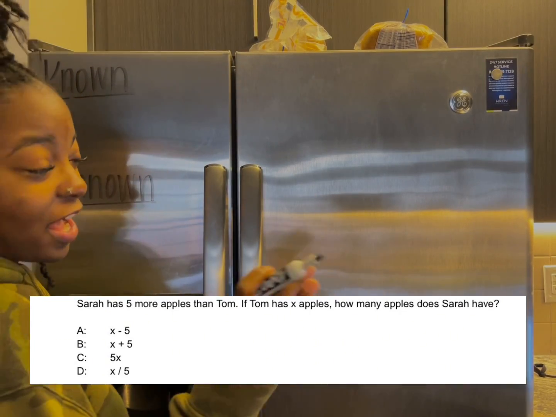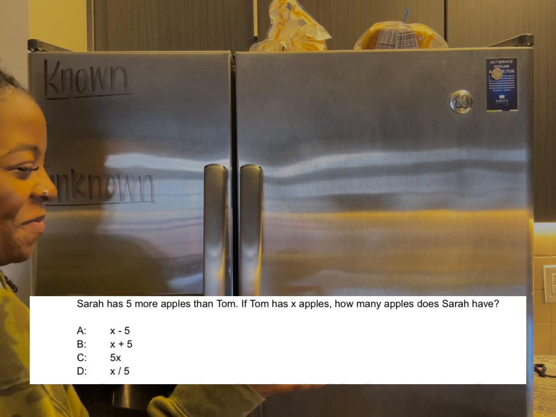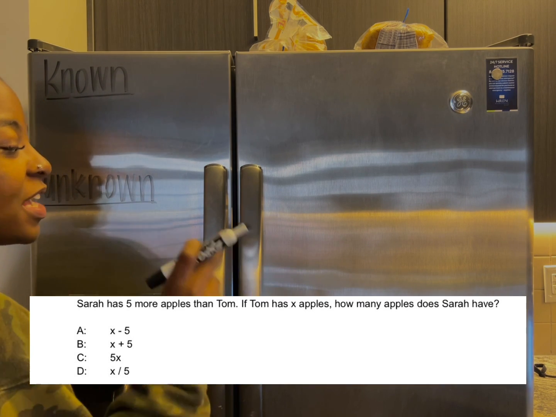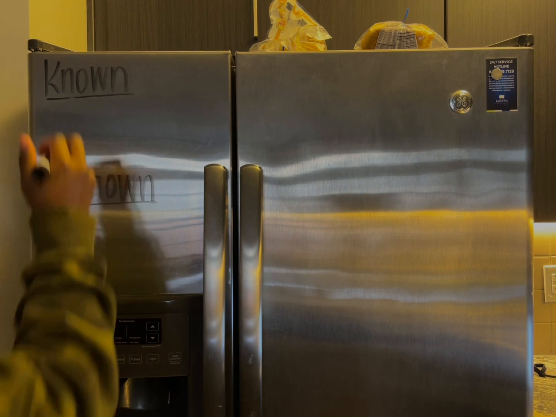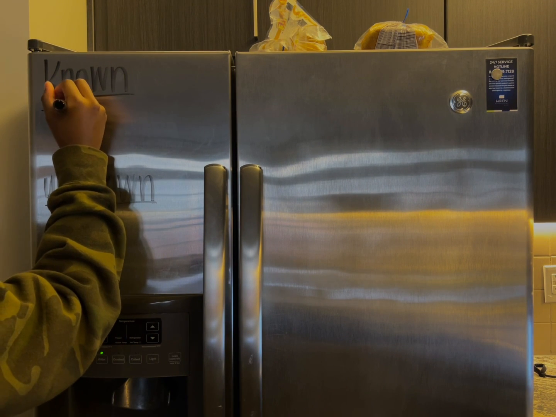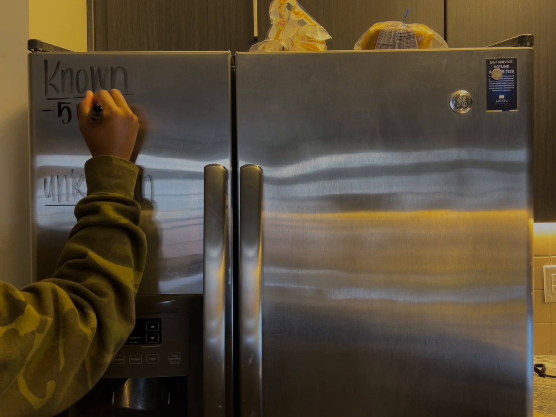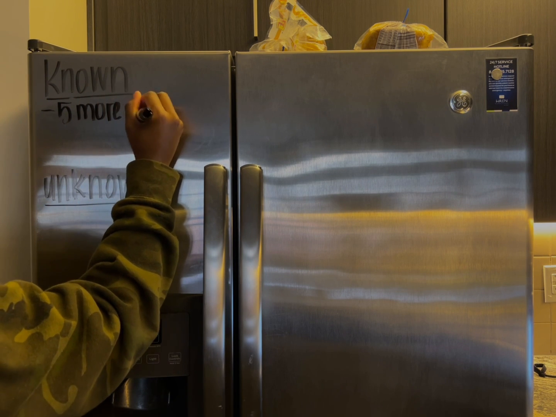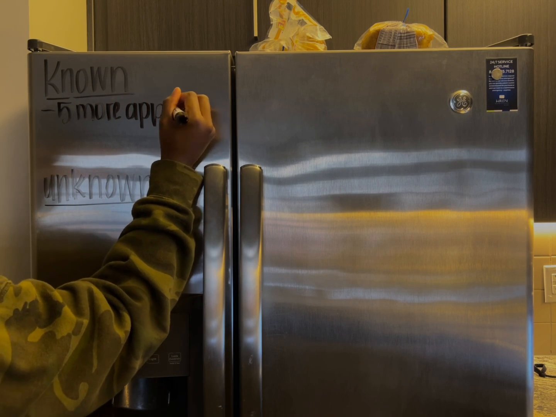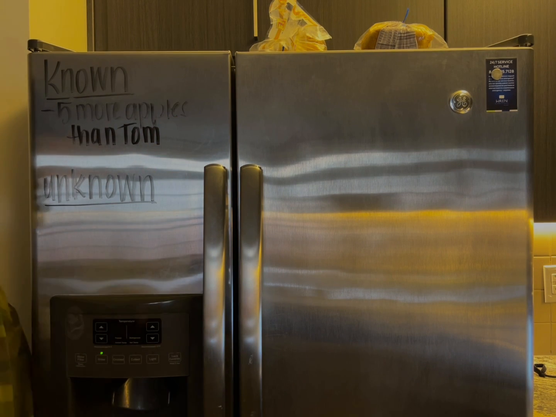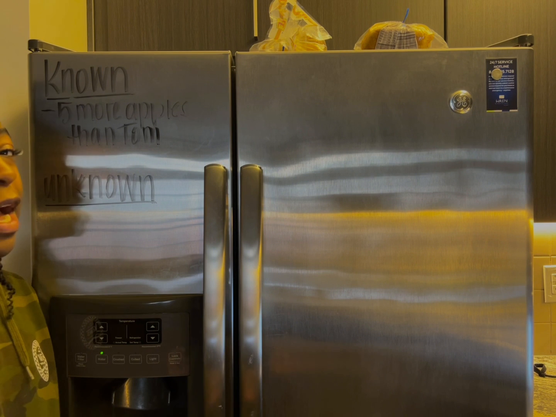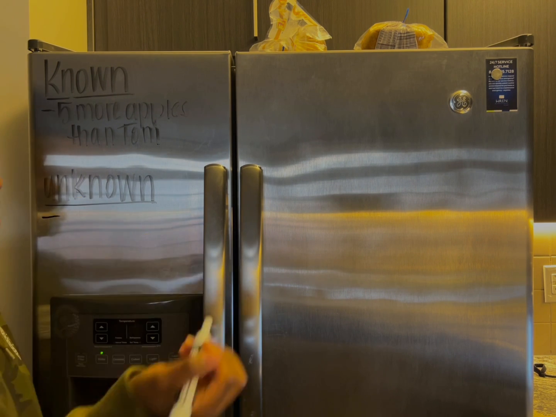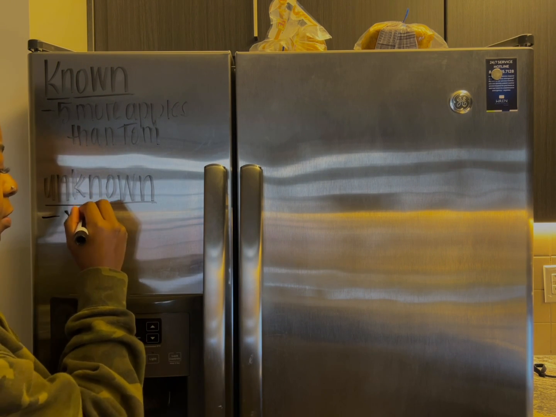So Sarah has 5 more apples than Tom. If Tom has X apples, how many apples does Sarah have? So what we know in this equation, we know that Sarah has 5 more apples than Tom. Now your job is to ask yourself, okay, now what do I not know? I don't know how many apples Tom has, which is X. They already gave me my variable.